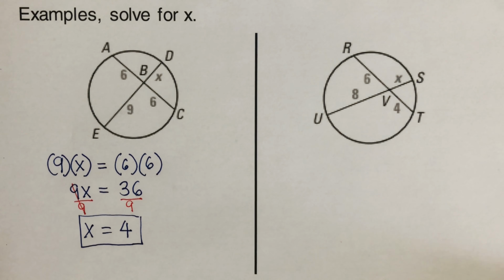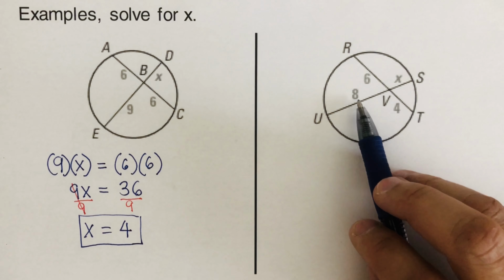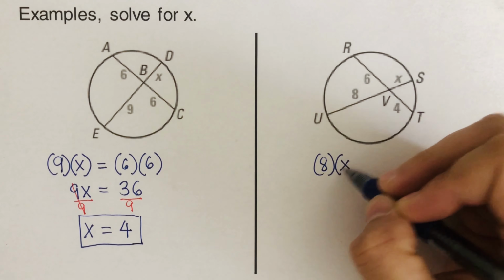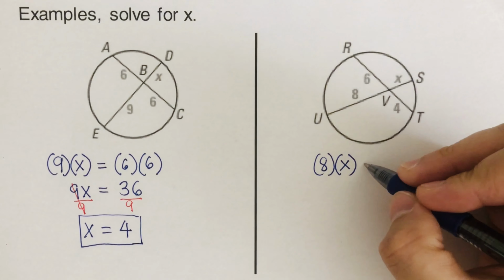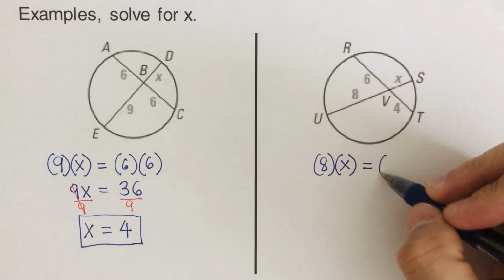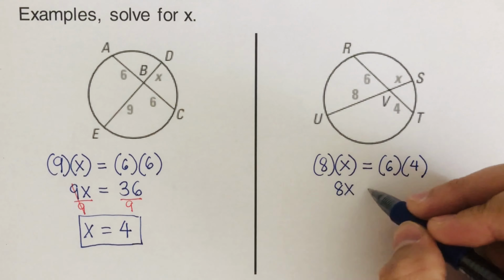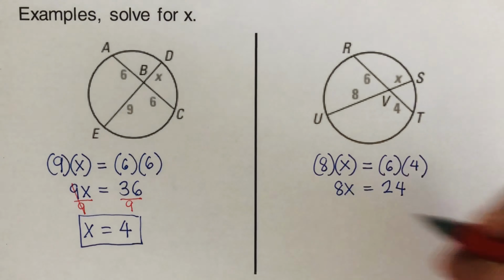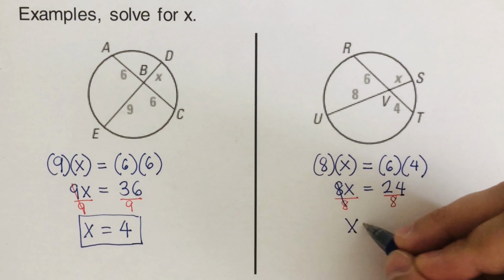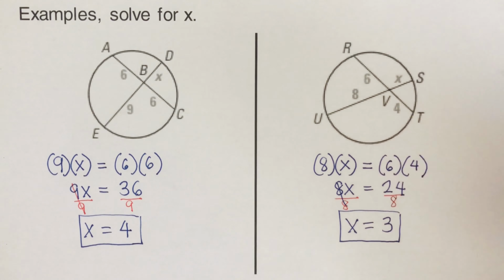Okay, so we go over the problem here. It's pretty much the same thing. We are going to multiply, the number should come from the same chord. So that would be 8 times X. They come from the same chord, US, is equal to, let's go to the other chord here, RT. So that would be 6 times 4. So we simplify it. That would be 8X equals 24. So I'm going to divide both sides by 8. Divide this by 8. So then we are left with X is equal to 3. So the length of this side, VS, is 3.